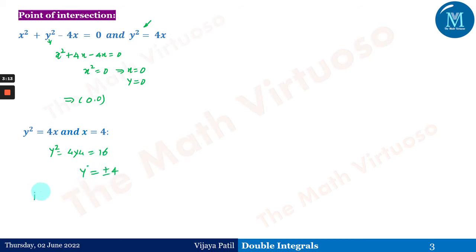That is, if y is 4, then x is 4, because this is the line which we are talking about. That means we have got the point 4 comma 4 as one of the points. Another point, 4 comma minus 4, is another point of intersection of the parabola and the straight line x is equal to 4.